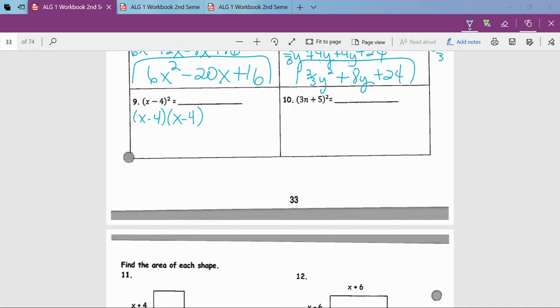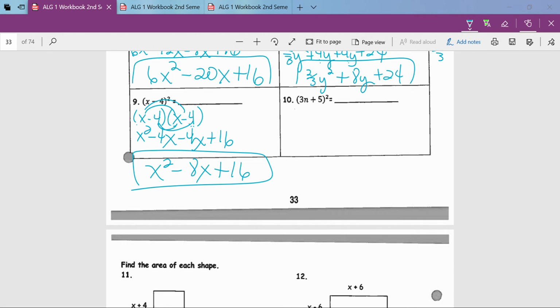3 times. Well, I can only do 2 at a time, so x times x is x squared, x times negative 4, negative 4x. Then we move on to the negative 4 times the x, negative 4x, and negative 4 times negative 4 is positive 16. So remember, you're going to start with the first one and multiply it times the 2 things on the other parentheses, then the second term in the first parentheses times the 2 things on the other parentheses. That gives me a negative 8x plus 16.